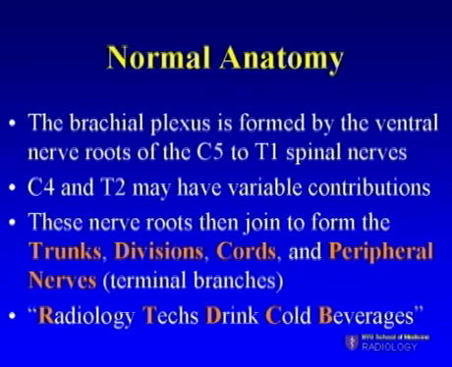The brachial plexus is formed by the ventral nerve roots of the C5 through T1 spinal nerves. This is in the majority of individuals. Occasionally, there can be minor contributions from C4 and T2. And these nerve roots then join to form the trunks, the divisions, the cords, the peripheral nerves, which are the terminal branches. And a good little mnemonic to remember these divisions is radiology texts drink cold beverages. So R is for the root level, T is for trunks, D is for divisions, C is for cords, and then B is for the branches.